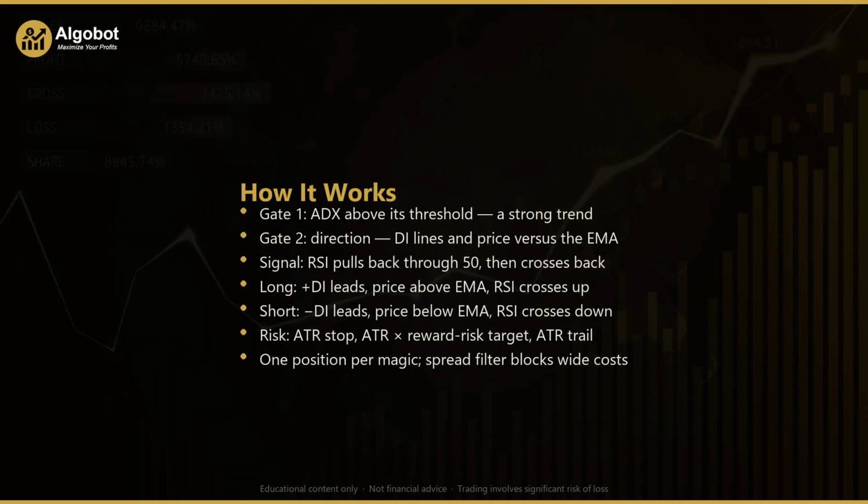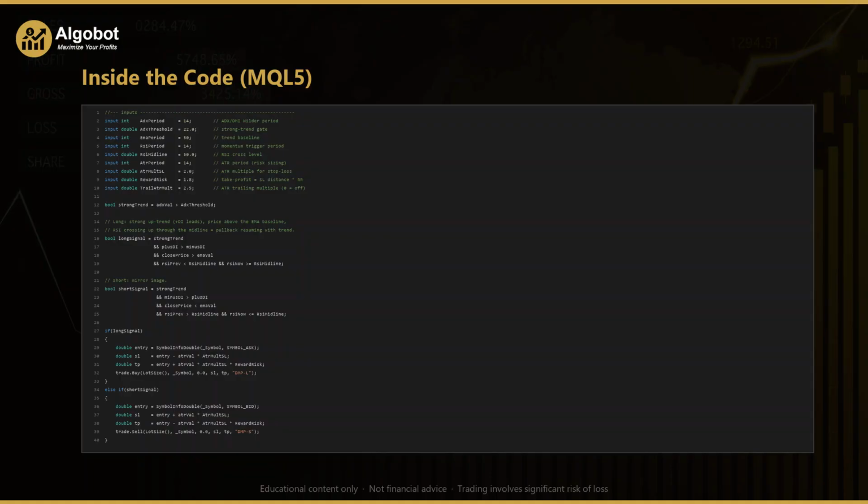The strategy also trails the stop using ATR. As each new bar closes in a winning direction, the stop is ratcheted along at a distance of 2.5 ATRs, but only ever in the favorable direction, locking in ground as the trend extends. Finally, only one position per magic number is allowed at a time, and a spread filter blocks entries when trading costs are unusually wide. Every rule is deliberate, and every rule is designed to keep the strategy trading with the trend, not against it. Let's look at the actual MQL5 code that runs inside MetaTrader 5.